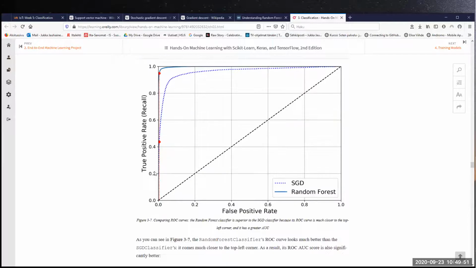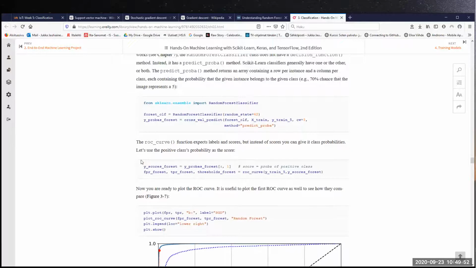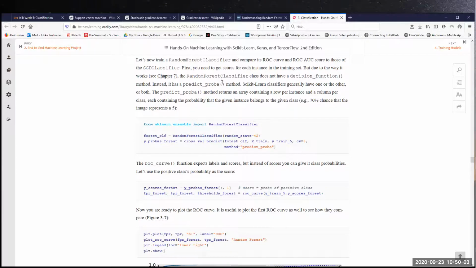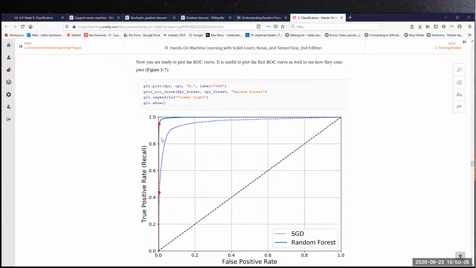Here is another picture where the stochastic gradient classifier has been replaced by the random forest classifier. You see here now this ROC curve goes very close to this upper left corner. So this is a better classifier than this one.